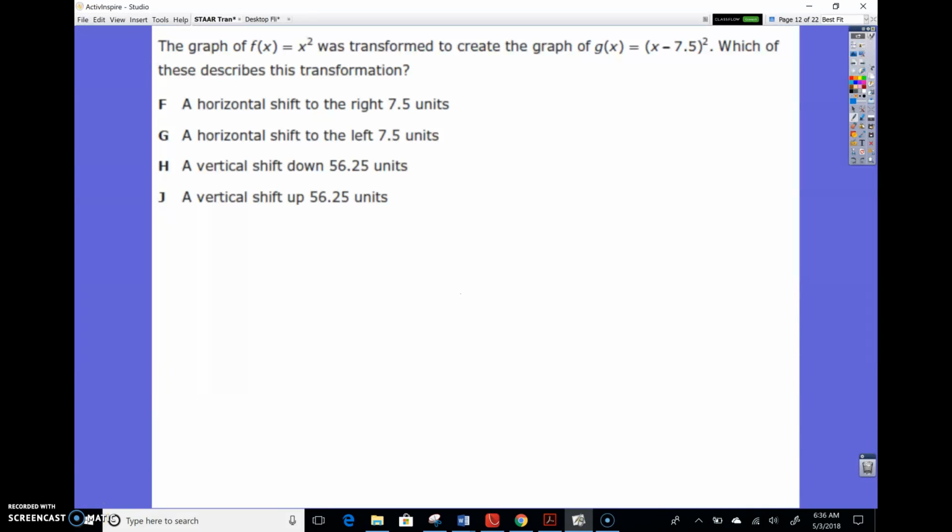All right, moving on to the next section. It says the graph of f of x equals x squared was transformed to create the graph of g of x equals f of x minus 7.5 squared. So the first thing we need to do is just graph both of them.